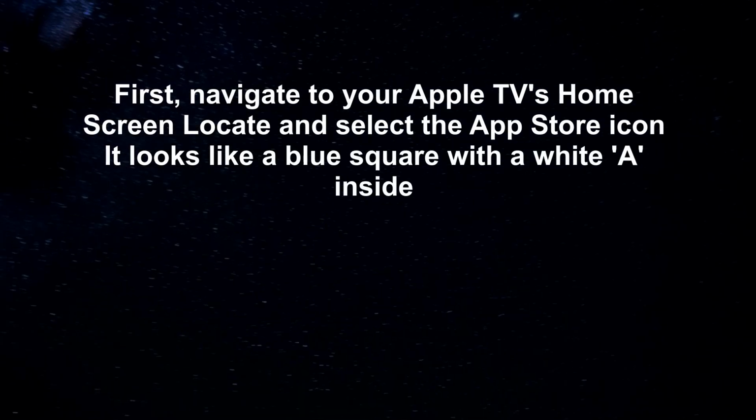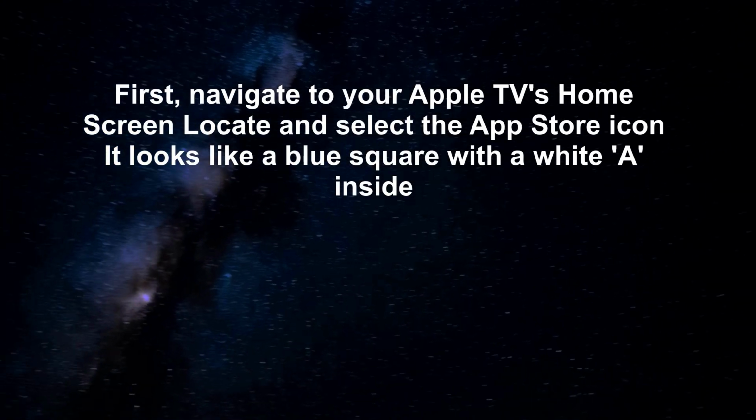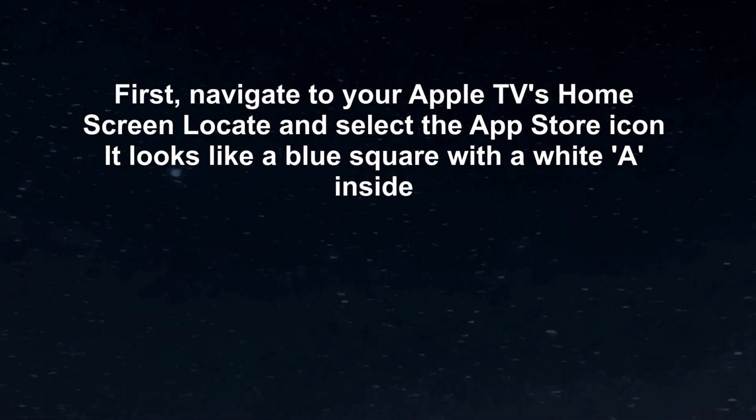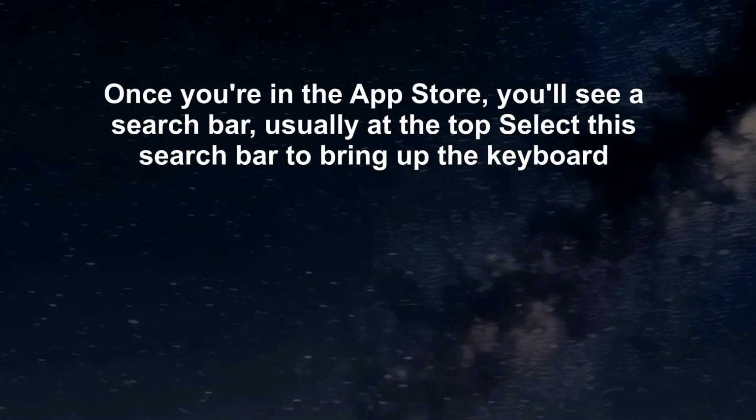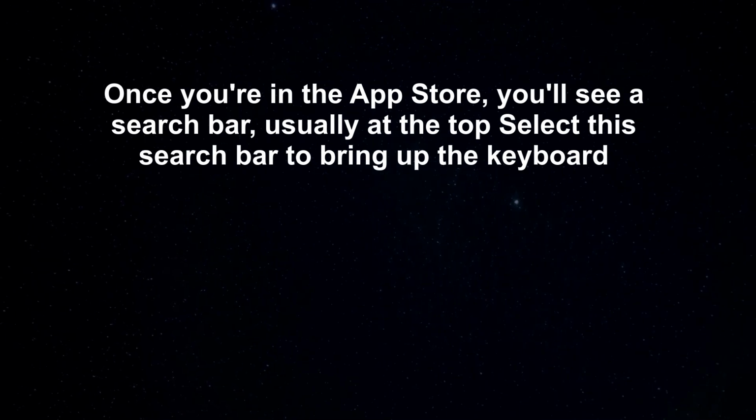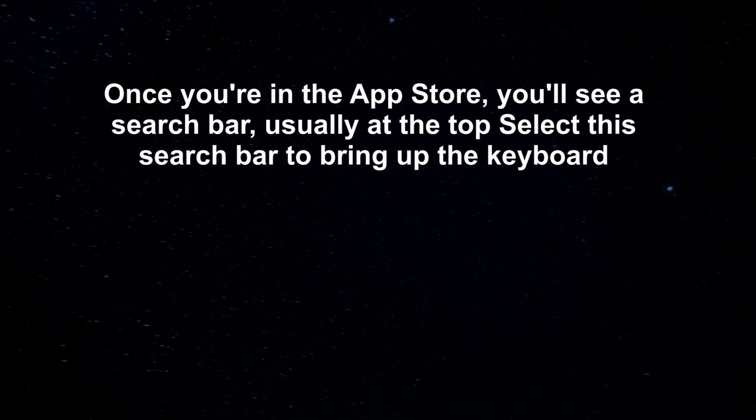First, navigate to your Apple TV's home screen, locate and select the App Store icon. It looks like a blue square with a white A inside. Once you're in the App Store, you'll see a search bar, usually at the top. Select this search bar to bring up the keyboard.